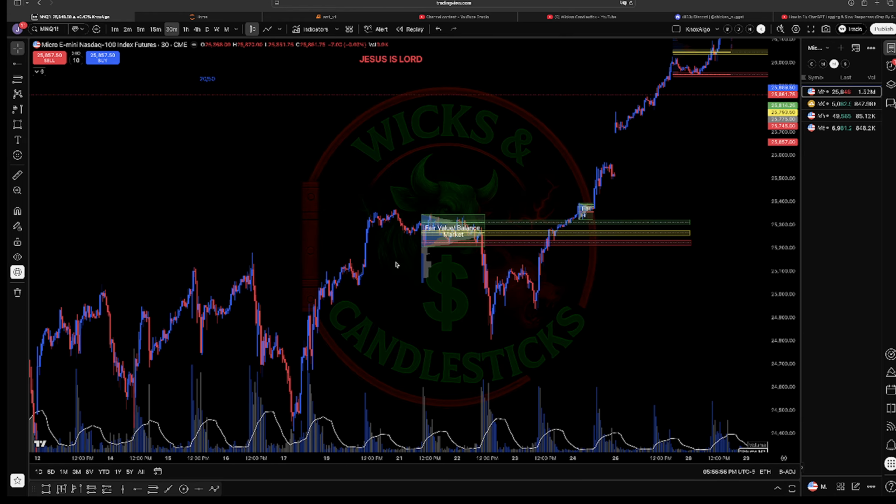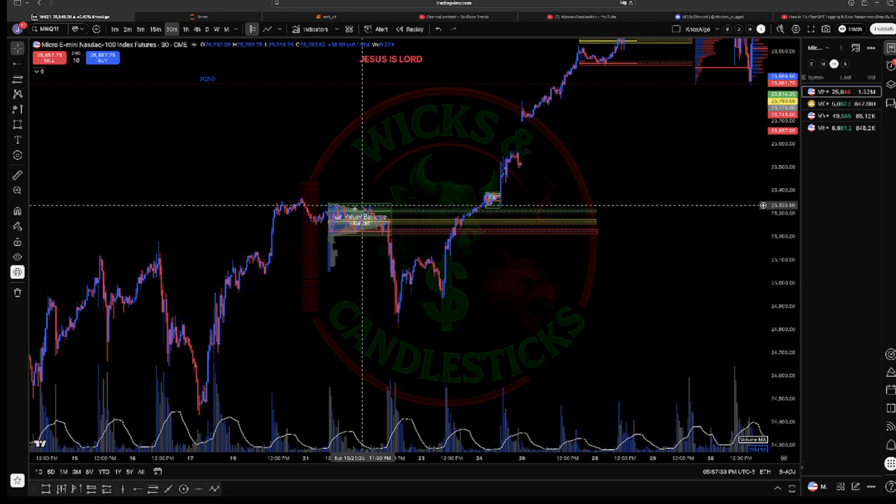Auction market theory says that the market is always doing one thing: it is searching for a price where buyers and sellers agree. When buyers and sellers agree, price stops. When they disagree, price moves. Price is not moving because of indicators. It's moving because agreement broke. So balance is where the market says this is a fair price. This right here in my example is fair pricing.